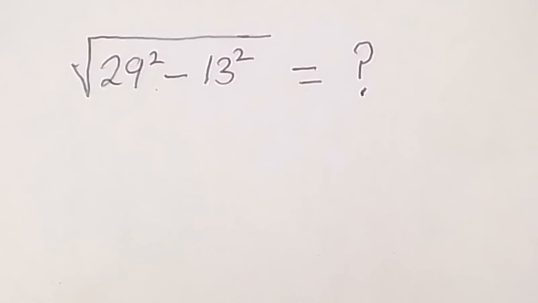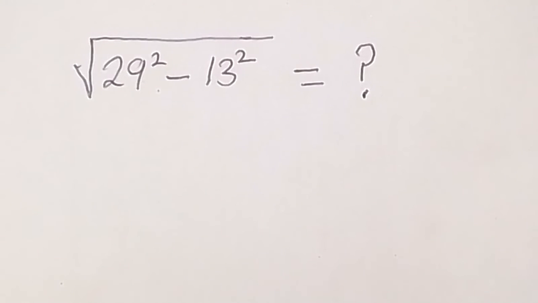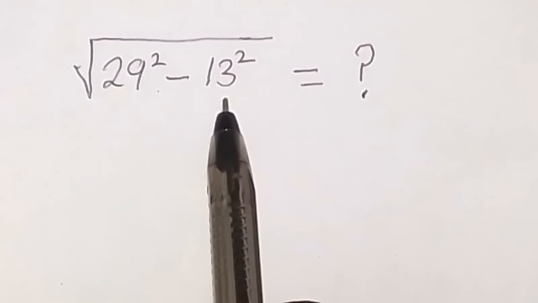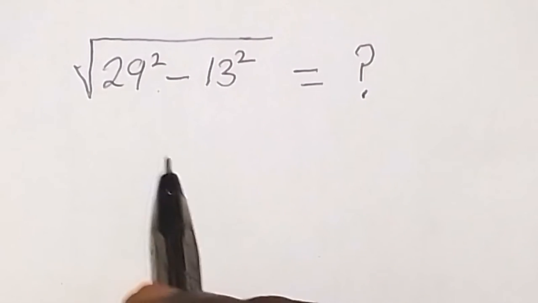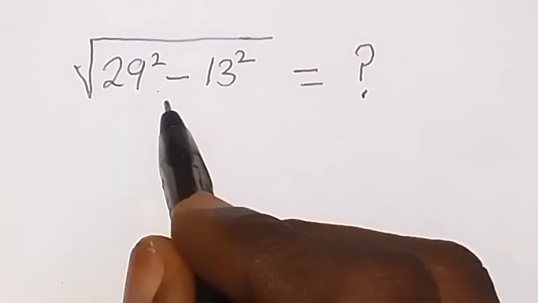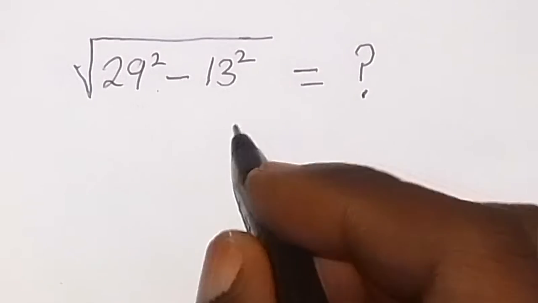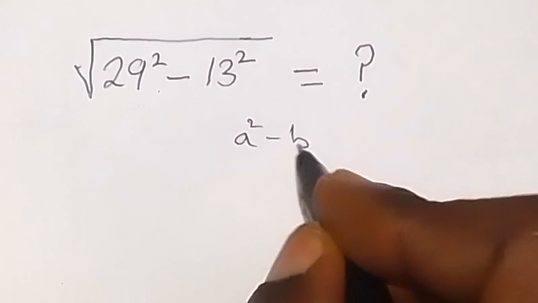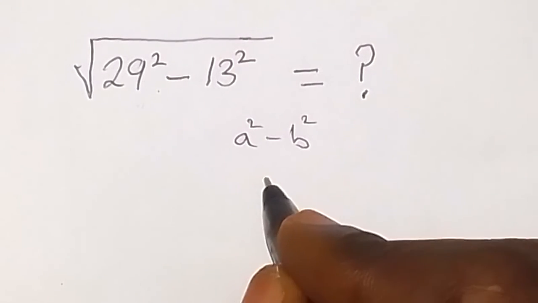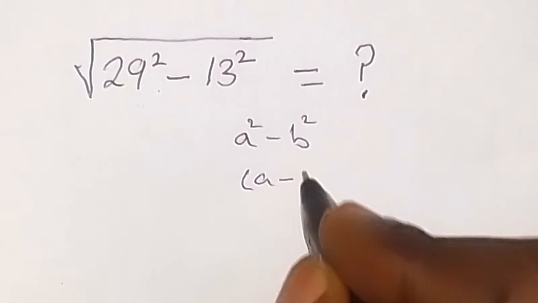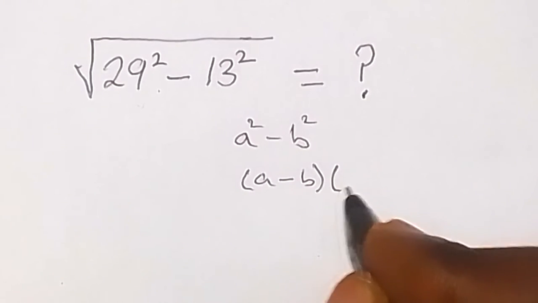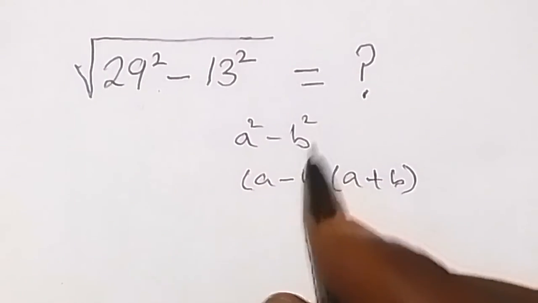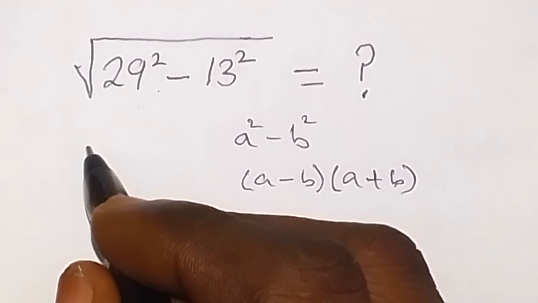Here we want to solve this radical expression, and we have the square root of 29 squared minus 13 squared. Now when we look at what is inside the root, it is in the form of a difference of two squares. That is, when we have a squared minus b squared, we can write this as a minus b multiplied by a plus b.